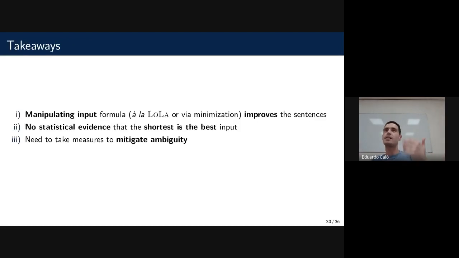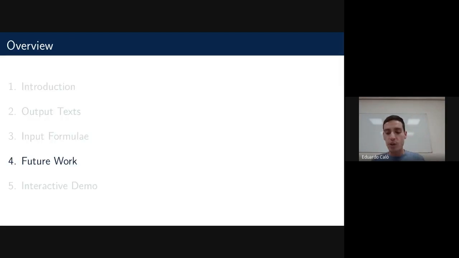So the main takeaways: manipulating the input improves the sentences, but there is no statistical evidence that the shortest formula is actually the best input, because we saw that there is no statistical difference between the manipulation using the tree and the minimized version of the formula. And based on the results of the human evaluation, we see that there is the need to take measures to mitigate ambiguity. Where do we go from here?